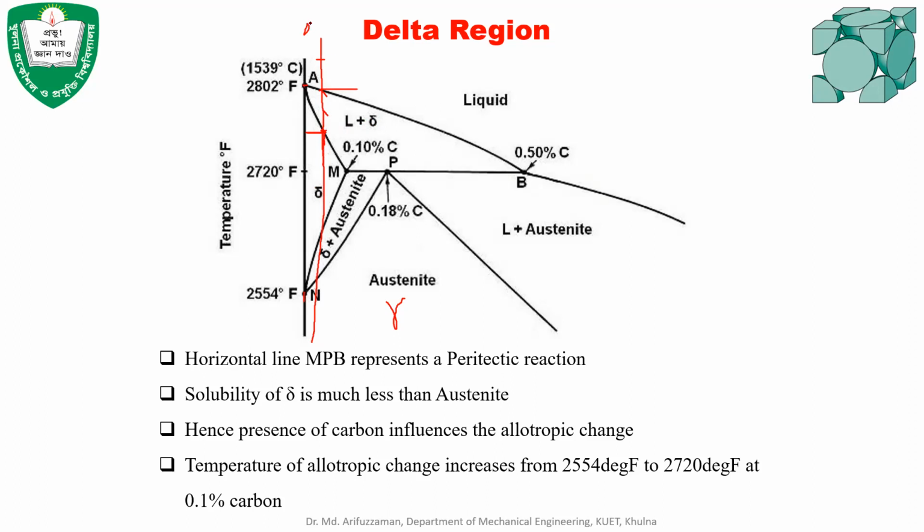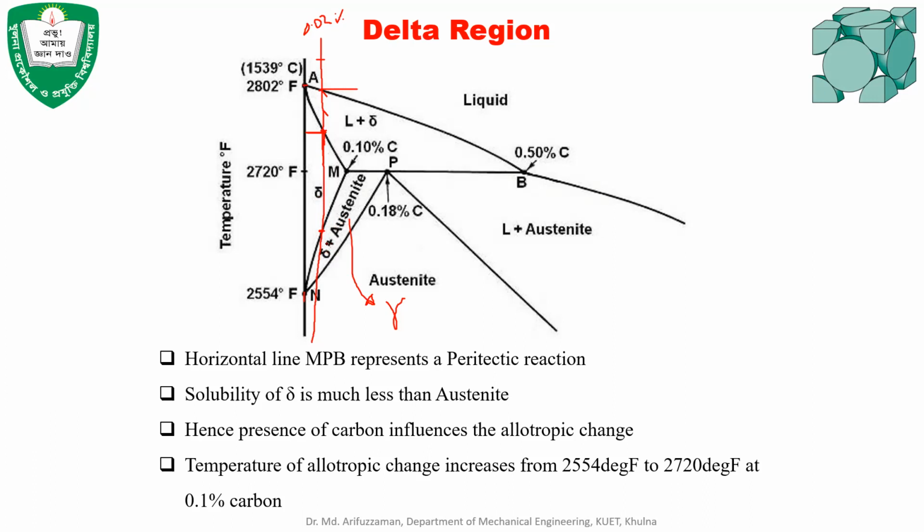Let's say if 0.02% carbon is present in here, the delta iron that is produced will have 0.02% carbon. And when the temperature drops below this intersection point, then delta iron starts to convert into austenite or gamma iron. Austenite or gamma iron starts to be produced in here.